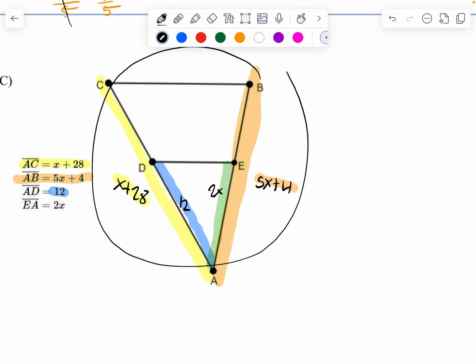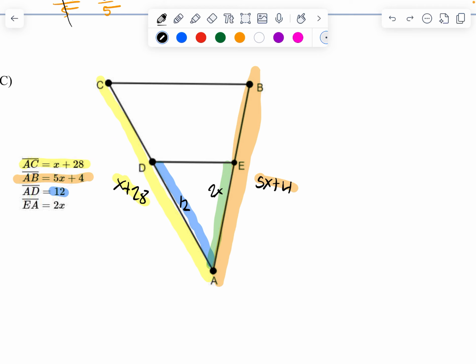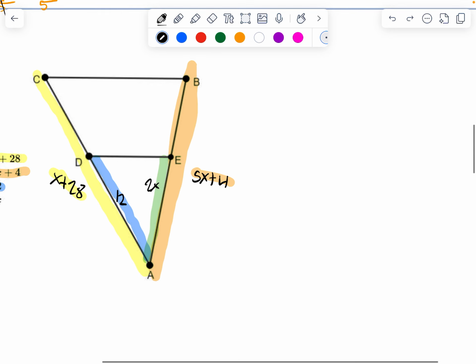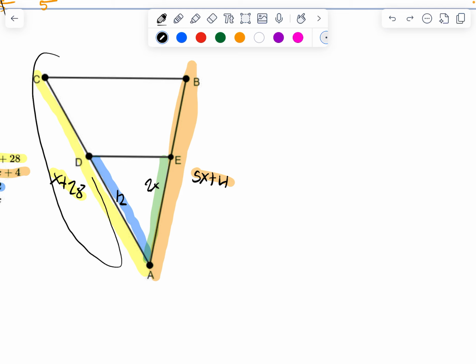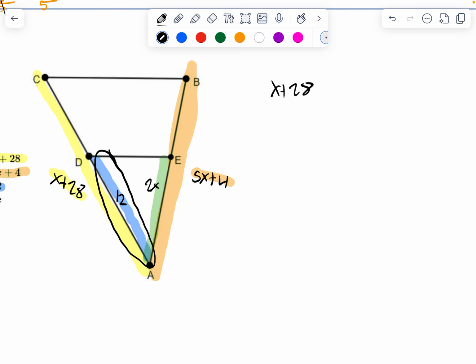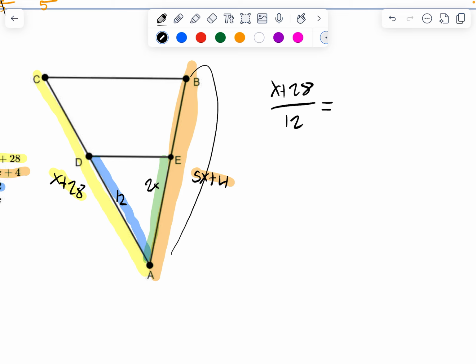It's going to be big triangle to little triangle. So we'd say, all right, which way do we want it? Well, I like having my more complicated stuff in the numerator, so I'm going to go big to little. It doesn't matter. So I'm going to say, all right, big side, x plus 28 over little corresponding side. So the left side goes to the left side, so over 12. There's my first proportion, equals big side, 5x plus 4 over corresponding little side, 2x.